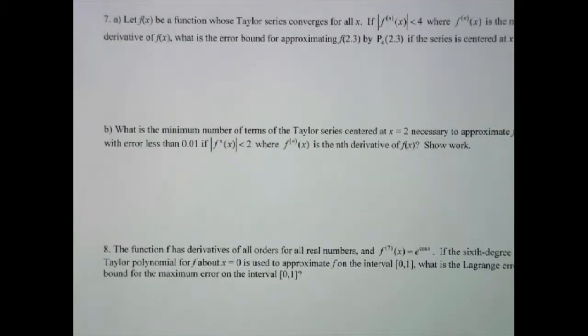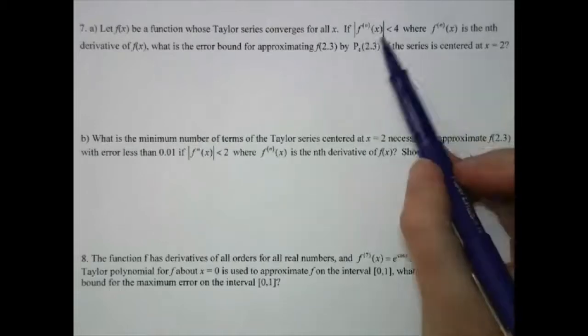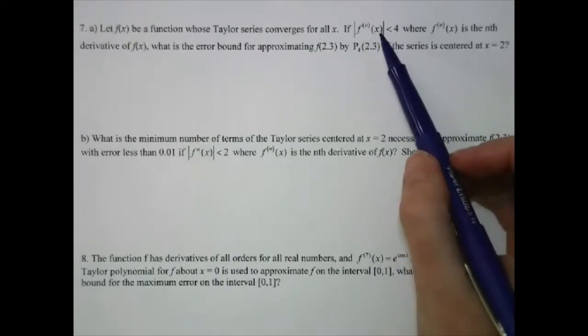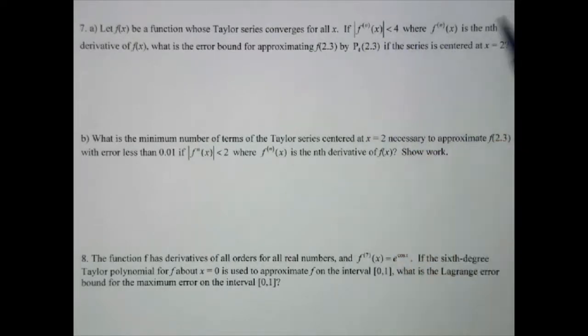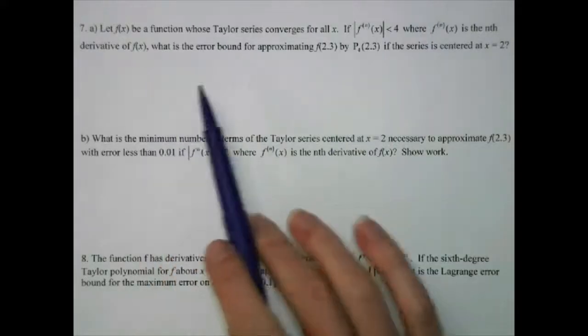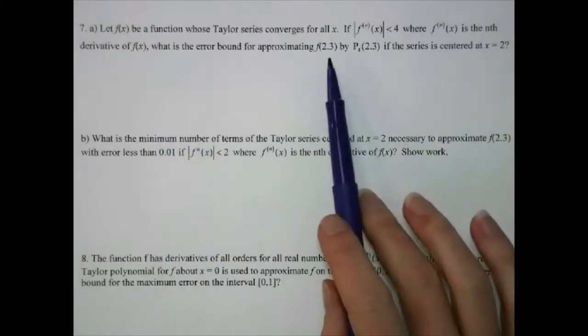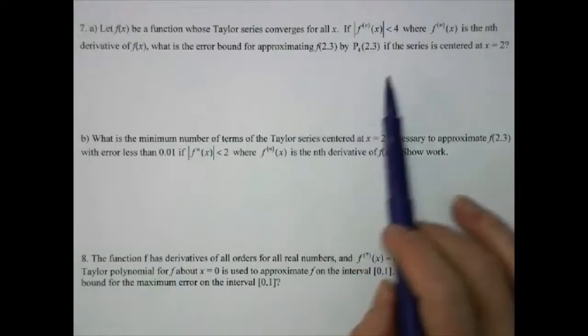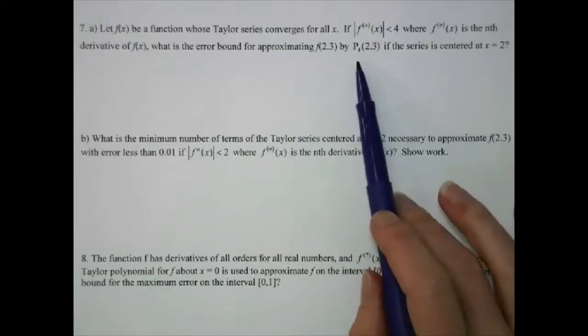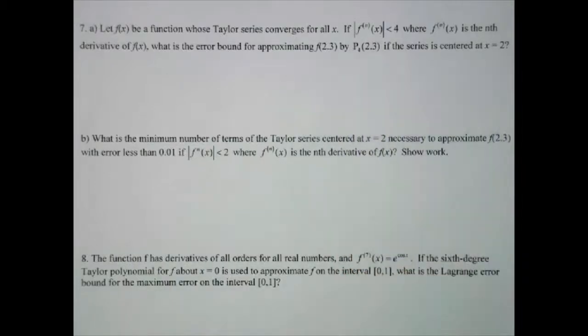Okay, my next question says, and these are all Lagrange error bound, let f of x be a Taylor function that converges for all x if the absolute value of the nth derivative is less than 4, and fn is the nth derivative of x, what is the error bound approximation approximating 2.3 by the series P4 2.3 if the series is centered at x equals 0.